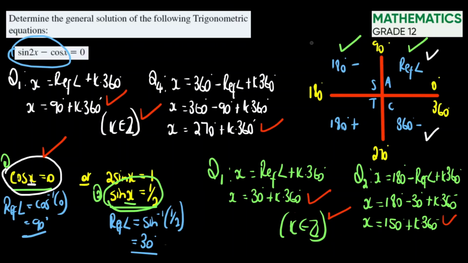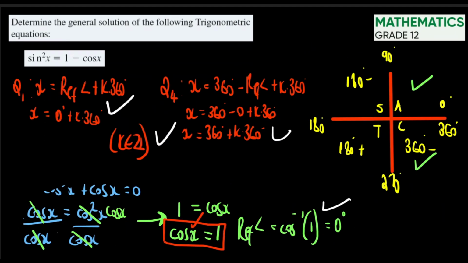And I would say one of the most important vehicles for that is also understanding your CAST diagram. So let's move on to the next question and also break it down and see how we can go around it. Let's move on to the next question on general solution.